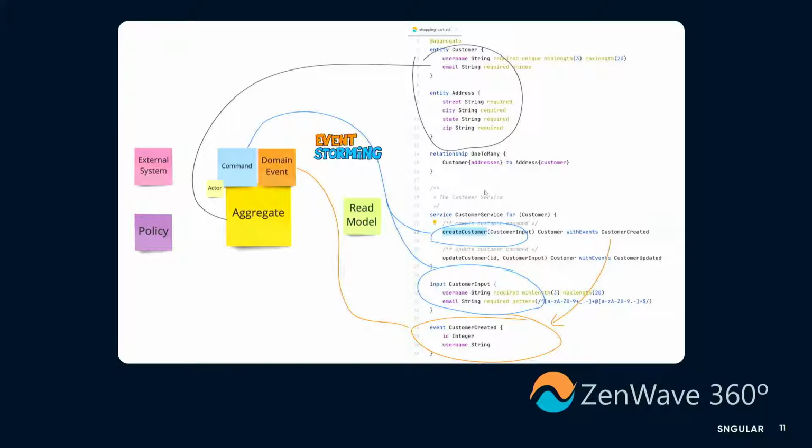And thanks to the ZenWave domain-specific language, we can map the discoveries of these event storming sessions into a developer-friendly and machine-friendly language that we can convert later on into different software artifacts, retaining the language of your business, retaining the understanding that we built during the event storming sessions.